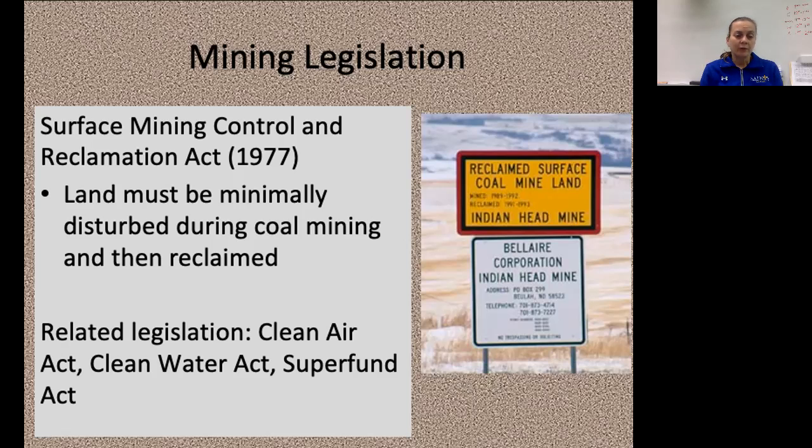There's a lot of other legislation related to mining. The Clean Air Act obviously applies to air pollution. The Clean Water Act applies to water pollution. And then the Superfund Act is the act that is designed to reclaim areas that have had substantial pollution due to industry.